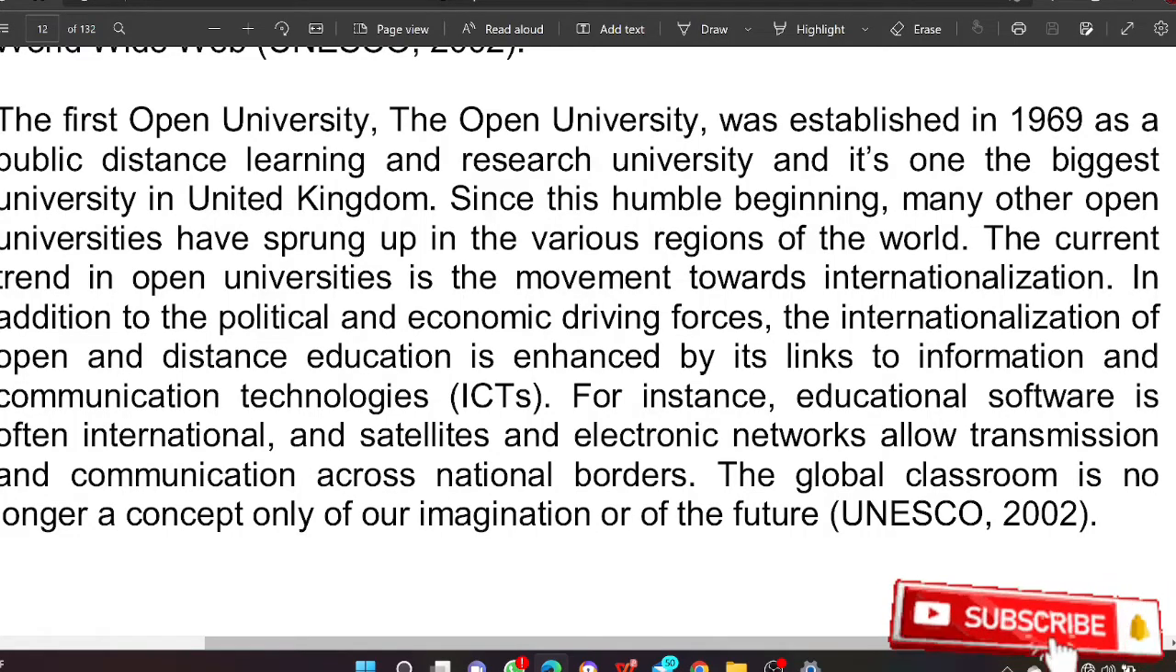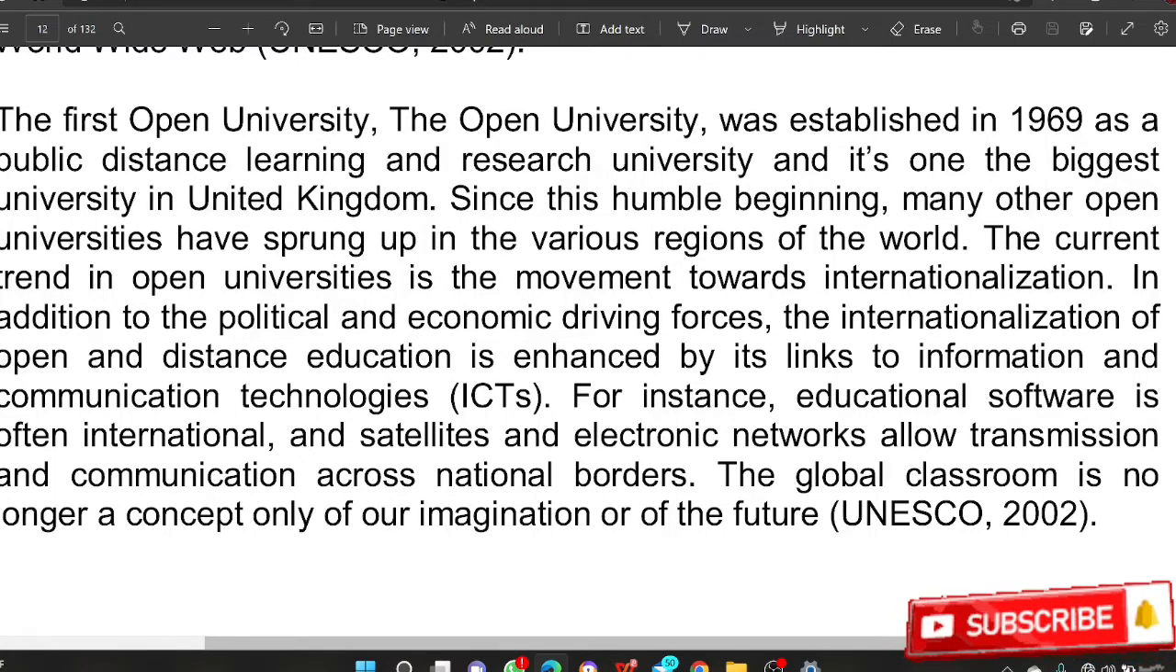The current trend in open universities is the movement towards internationalization. In addition to the political and economic driving forces, the internationalization of open and distance education is enhanced by the links to information and communication technologies (ICT). For instance, educational software is often international, and satellite and electronic networks allow transmission and communication across national borders. The global classroom is no longer a concept only of our imagination or of our future.